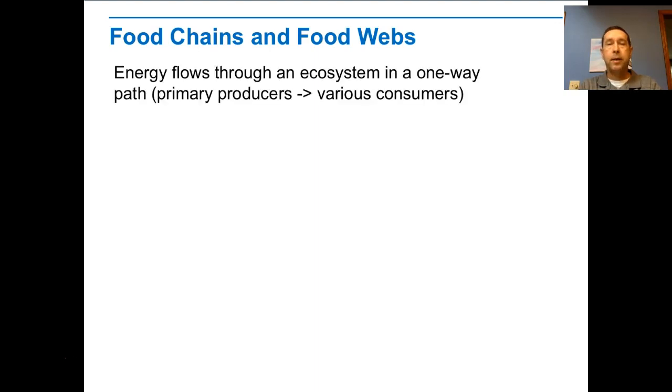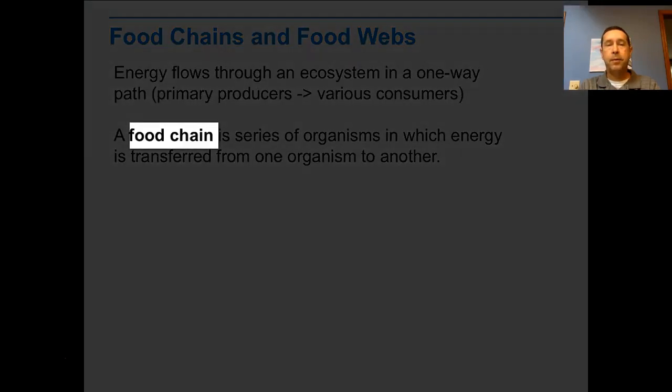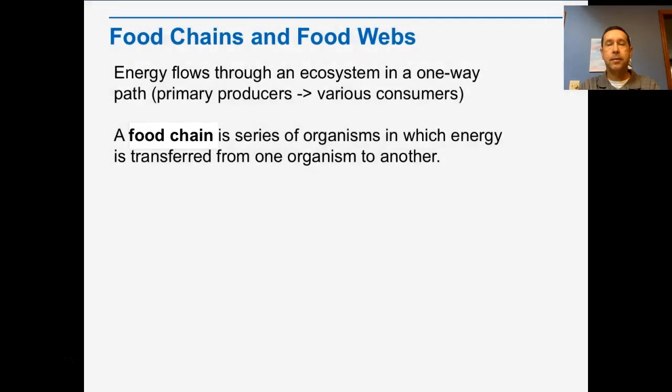So energy flows through ecosystems in a one-way path. The primary producers convert either sunlight energy or chemical energy into food. Some of it they use, some of it they transfer on to the next level through the various consumers till you get to the top consumer. A food chain is a series of organisms in which energy is transferred from one organism to another. It's basically a list of who eats who. And it shows the pathway of energy in one part of the ecosystem.